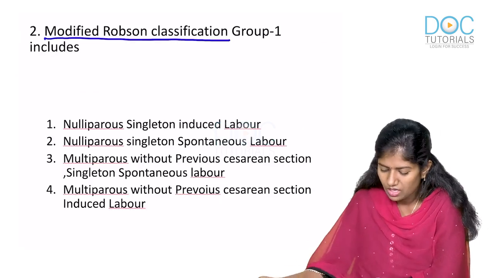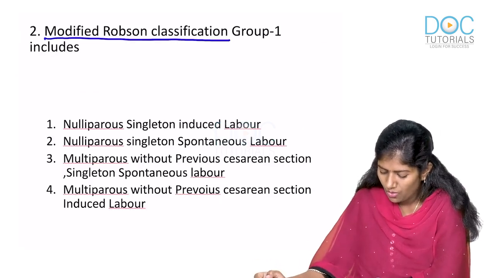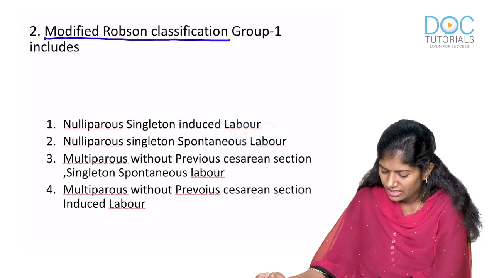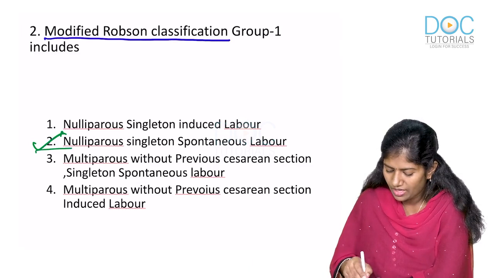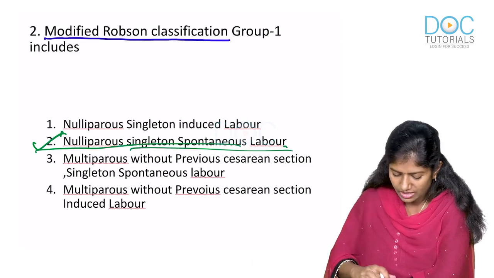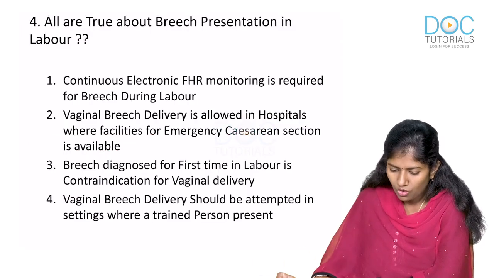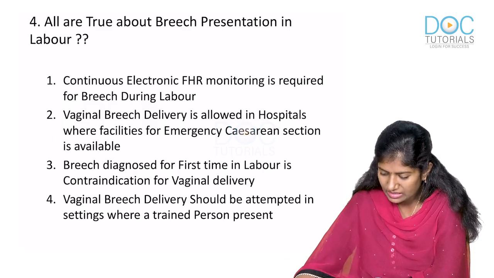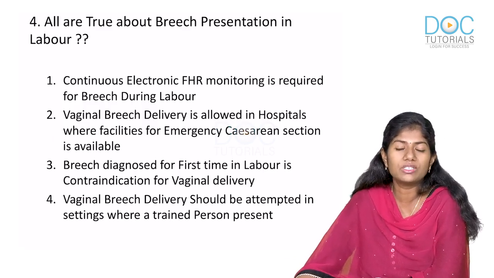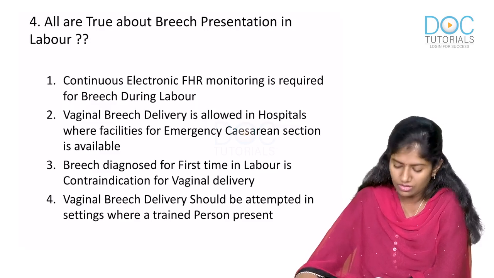So here the question is: modified Robson classification group 1 means the simplest. Nulliparous single spontaneous labor. Okay, group 1 is what? Nulliparous single spontaneous labor. Okay, all are true about breech presentation in labor except. First, we'll discuss a few points about breech presentation, where to do external cephalic version and all that, and then we'll come back to this question.